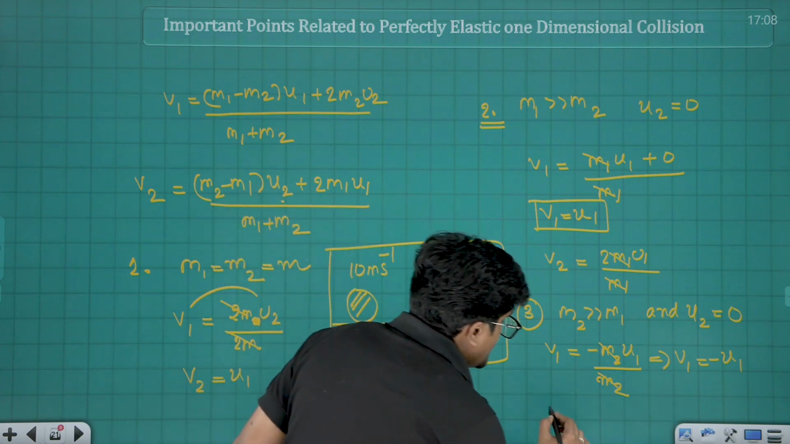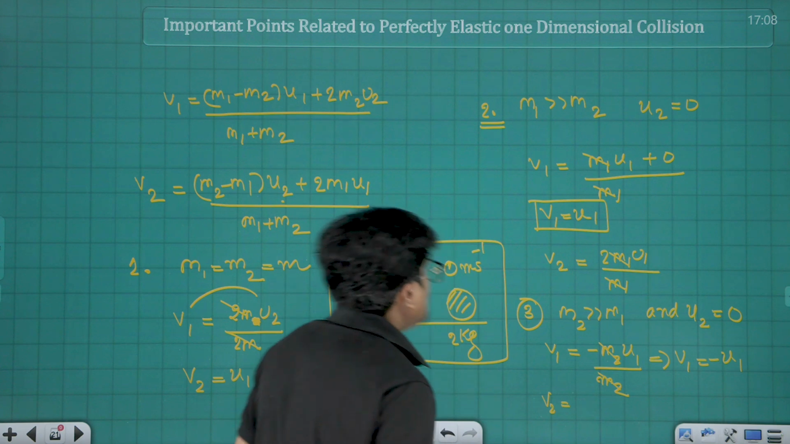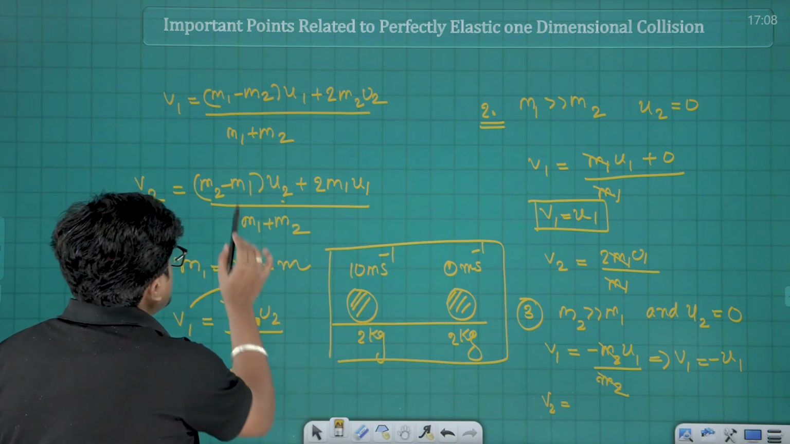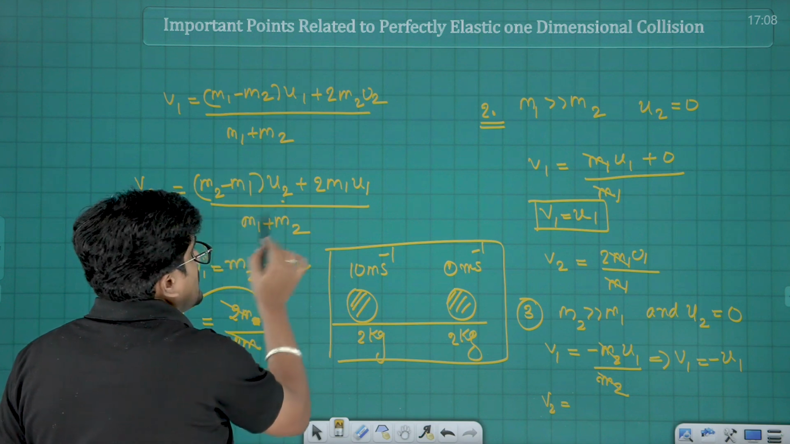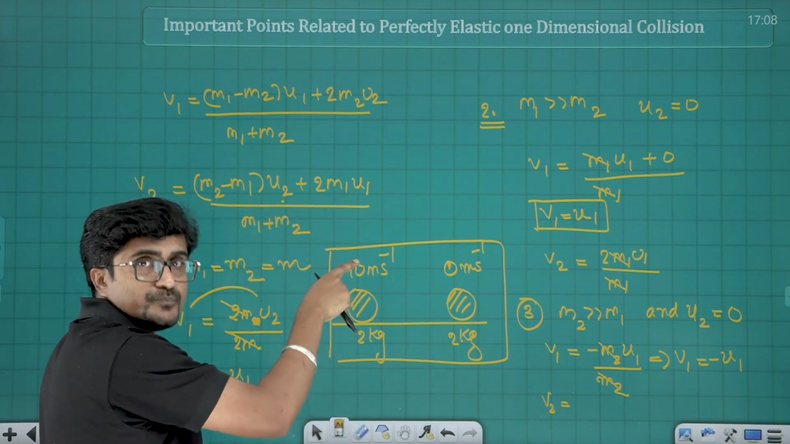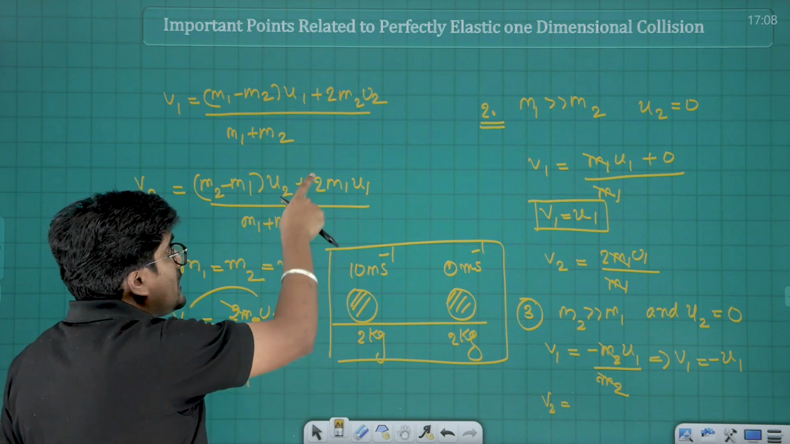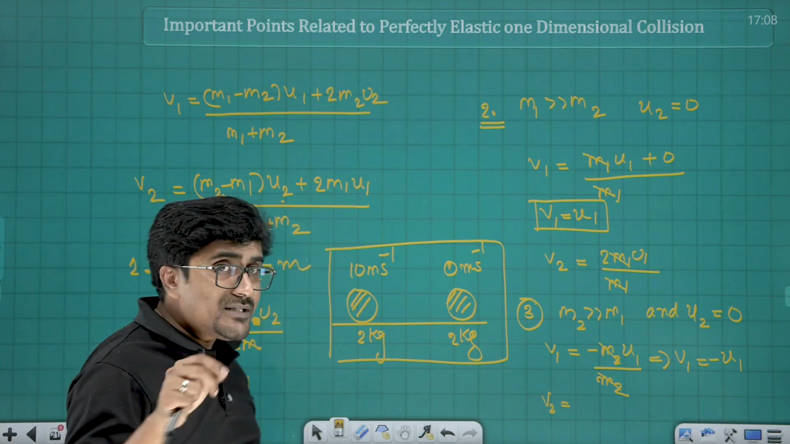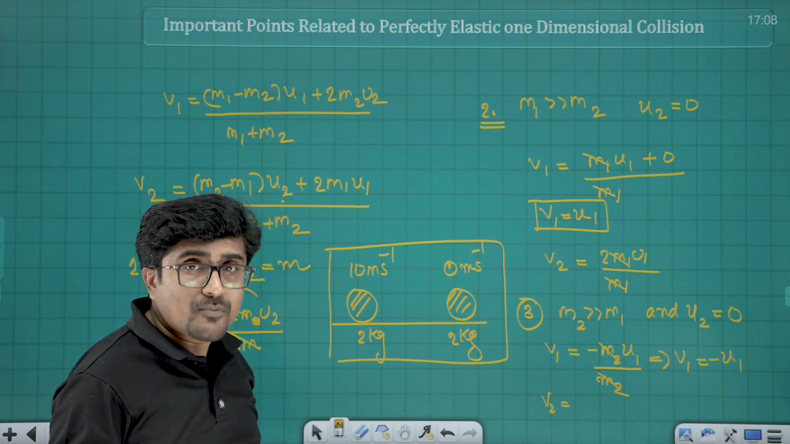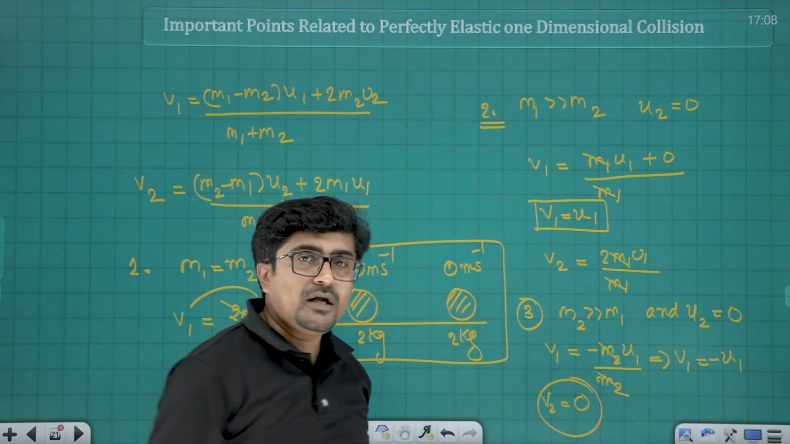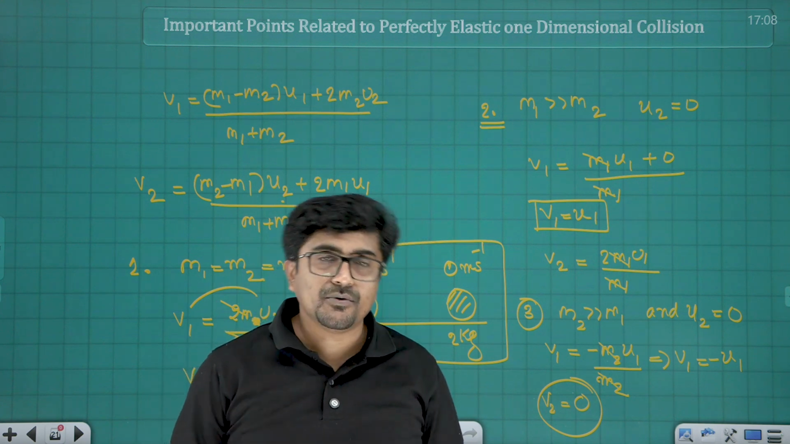And what about v2? Have a look. m2 is very, very greater than m1. So this particular part is going to be 0 because u2 is 0. And here this is 2 times m2 u1 upon m1 plus m2. Now the ratio m1 by m2 is a very, very small value, approximately equal to 0. So that means v2 is going to be 0. So the heavy body, which was at rest, will continue at rest only.